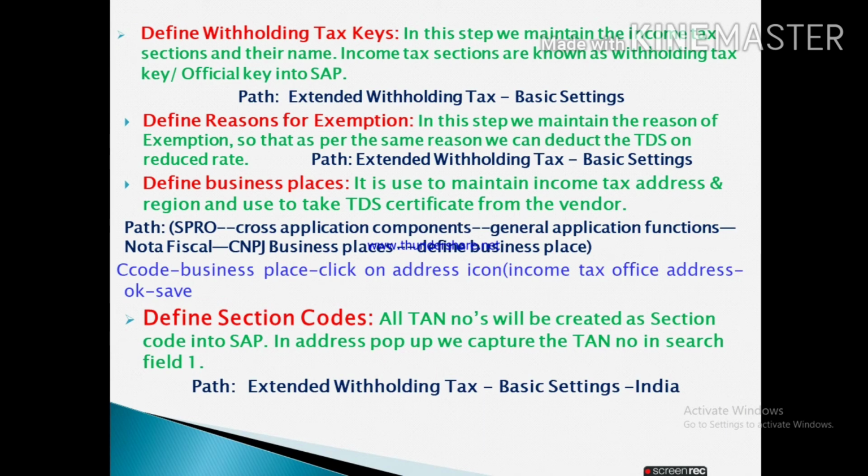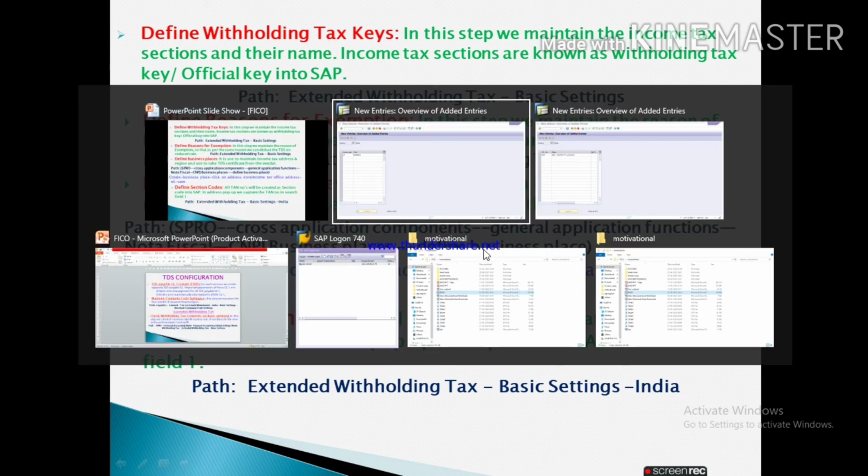Now next step is define business place. It is used to maintain the income tax address or region and used to take TDS certificate from the vendor. It is also very important. Business place means an income tax address. This is the path to maintain business place. Go to SAP.